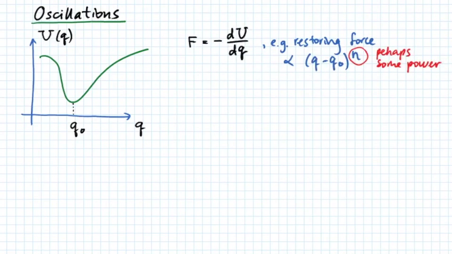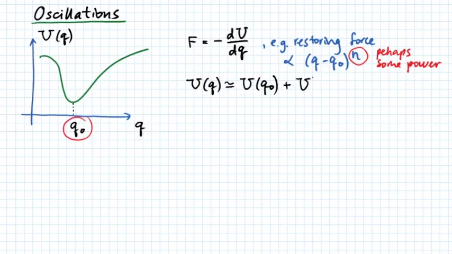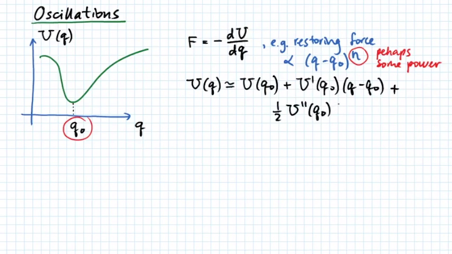We can always expand the potential energy near the equilibrium point, Q naught. Using Taylor expansion, we write U of Q as U at Q naught plus the first derivative of U evaluated at Q naught times the displacement Q minus Q naught, plus half of the second derivative of U at Q naught times Q minus Q naught raised to second power, plus higher order terms.